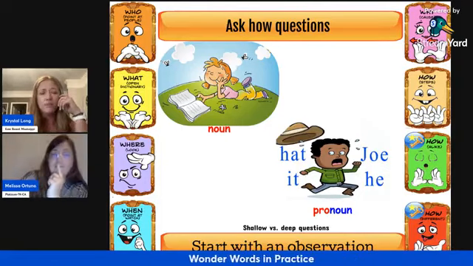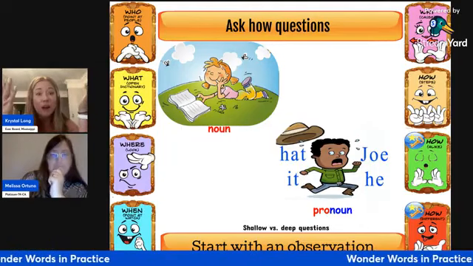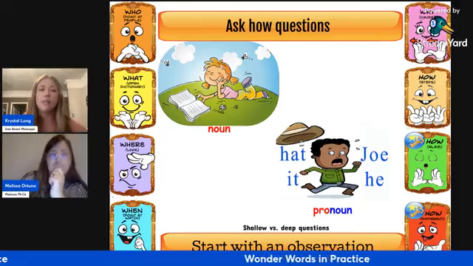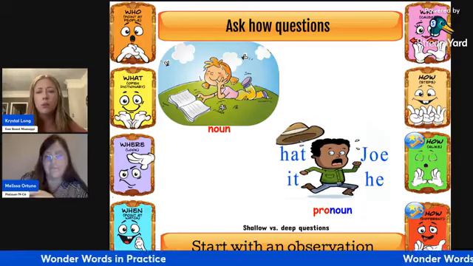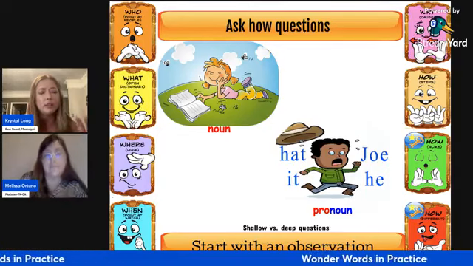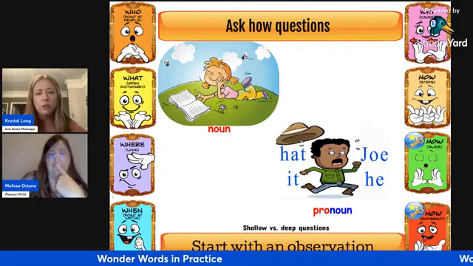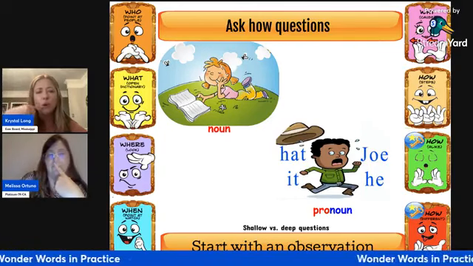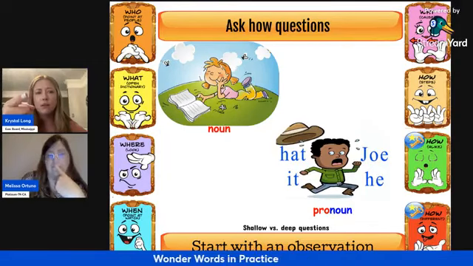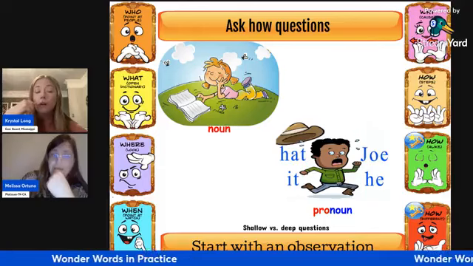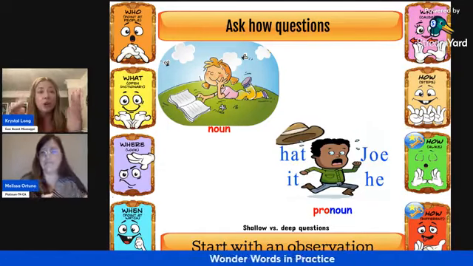I see a girl and she's reading a book on a hill, and there's some bees around her, and there's some grass. And then I see a boy, and I see the word hat, and I see the word Joe, but under that, I see the word it, and I see the word he. So this makes me wonder, he. What's a word that we can also think about a girl? Would it be she? Oh, okay. So how are the characters in these pictures similar?